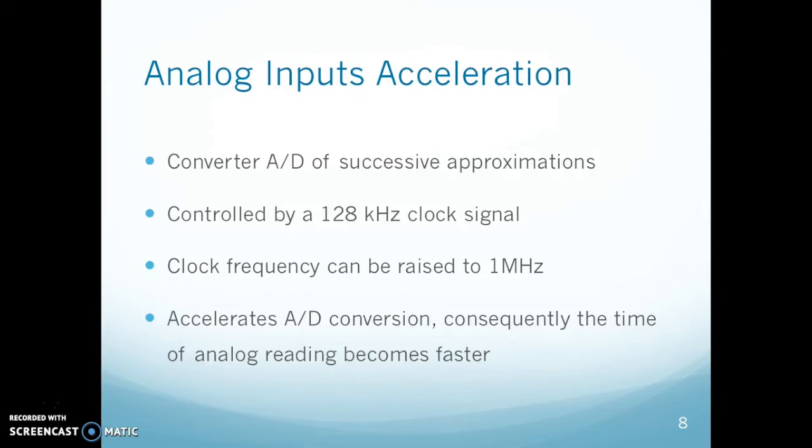The Arduino Uno uses a type of converter called analog to digital converter of successive approximations, which works by coming always closer to the actual analog value by comparing to a reference voltage that is adjustable. This converter is controlled by a clock signal with a frequency of 128 kHz. This clock frequency can be changed by code modifications on the Arduino IDE, raising it to a frequency of 1 MHz. By increasing the frequency, the analog to digital conversion becomes faster. As a result, the analog readings are about 6 times faster than the original.